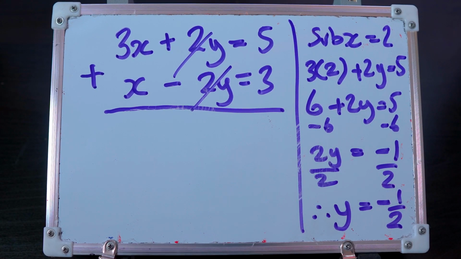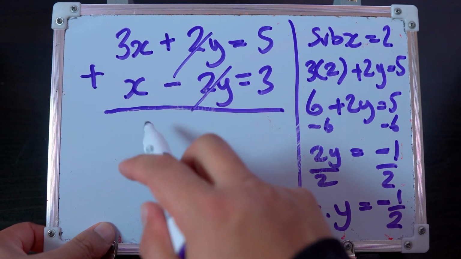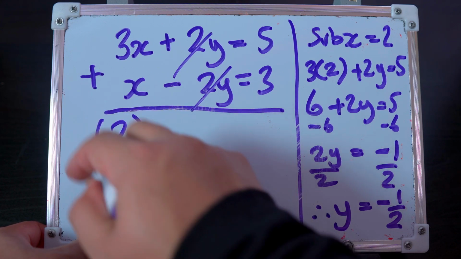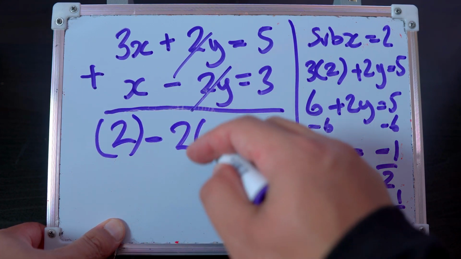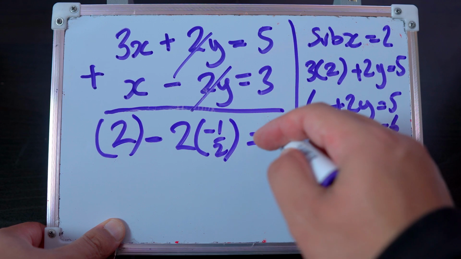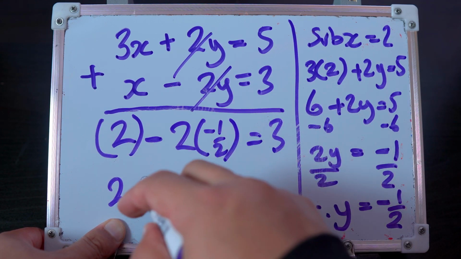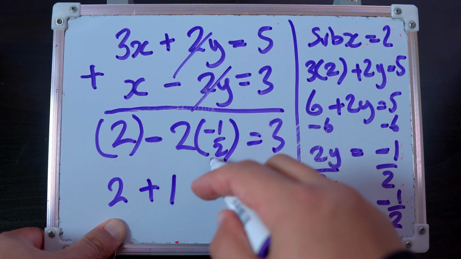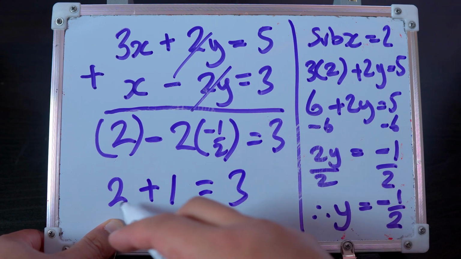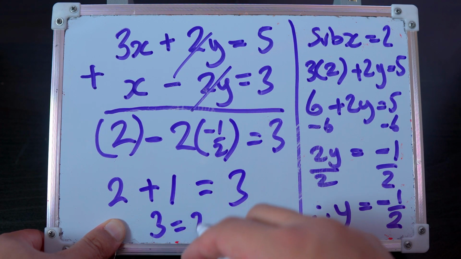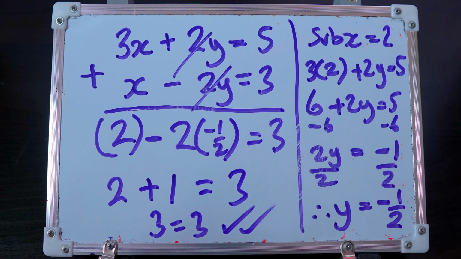So I'm going to substitute it here. Let's substitute it into this one here. So when x equals 2, we have negative 2 times minus a half. It should equal 3. That's 2 plus 1. Okay, minus 2 times 1/2 is 1. And so 2 plus 1 is 3. 3 is equal to 3. Our equations check out.